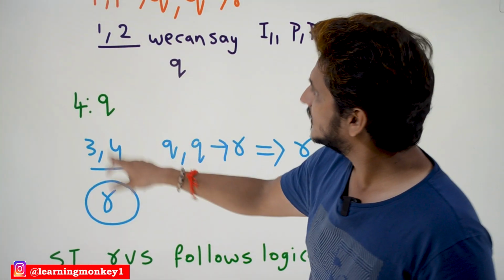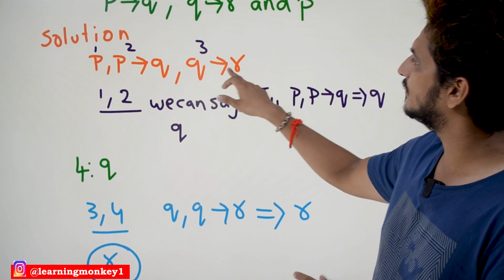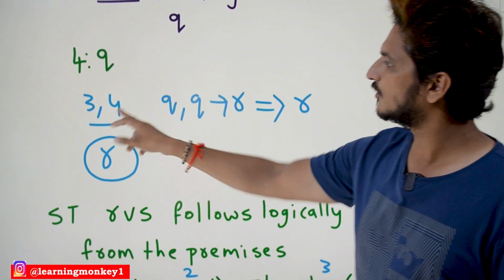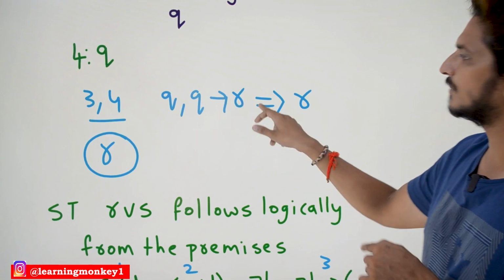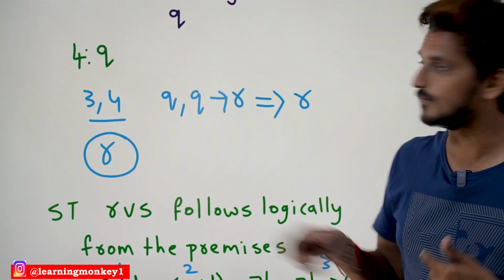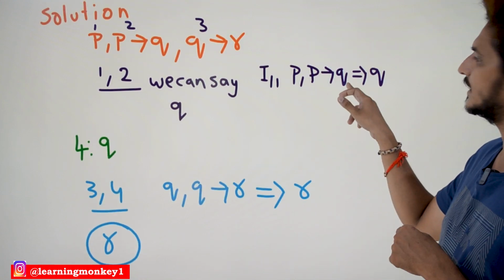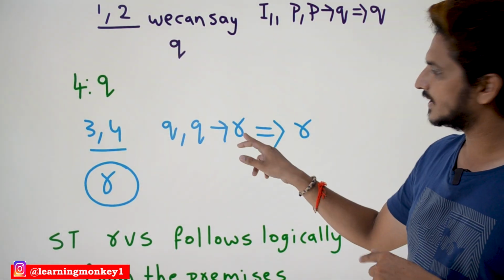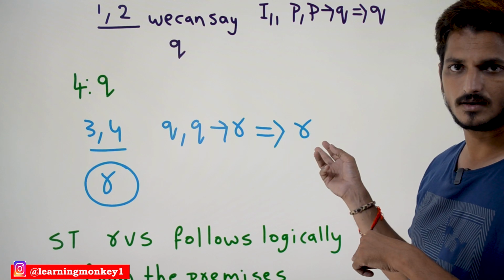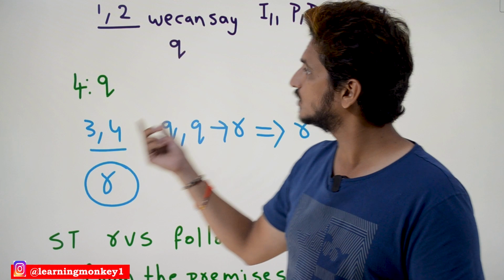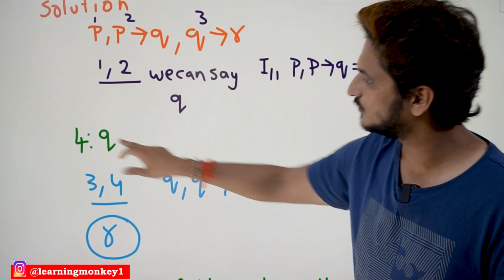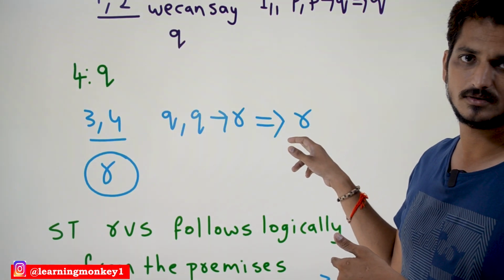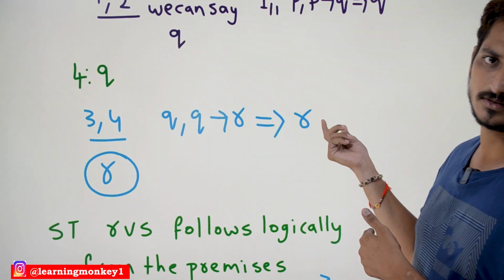So take the third one and 4th one. What is the third one? Q implies R. What is the 4th one, which we concluded? Q. So from the third and 4th one, you can write Q comma Q implies R. This is already in the form of I11: P comma P implies Q tautologically implies Q. Similarly here, Q comma Q implies R tautologically implies R. So from this third and 4th premise, you can conclude that R is a valid premise, because if these two are true, R is true.